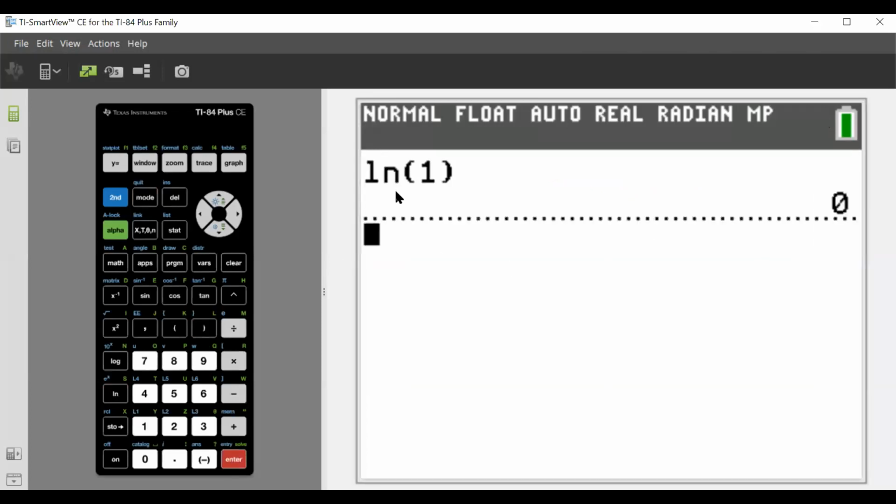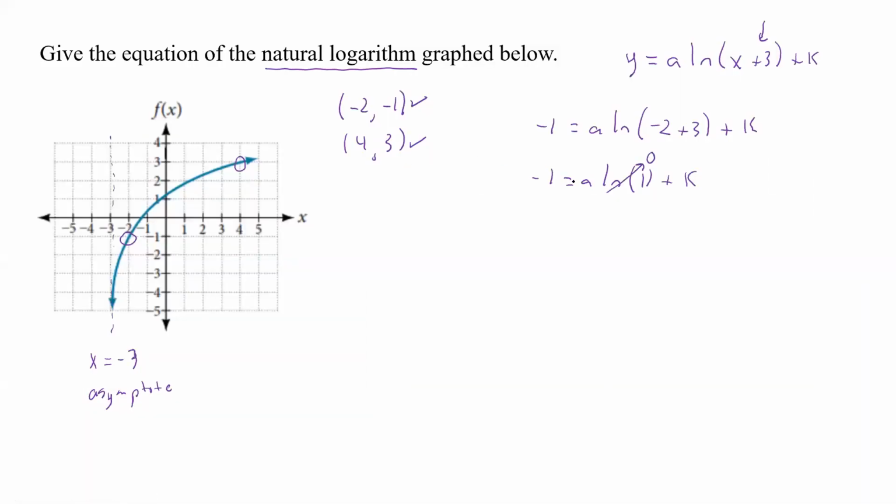Okay. So that's one of those things, if you don't know for sure what it is, we can use our calculators to get it. And so because of that, that means a times 0 is 0. And so all we have left is k is equal to -1. Okay. And so that gives us a key point because now we can plug that in here.